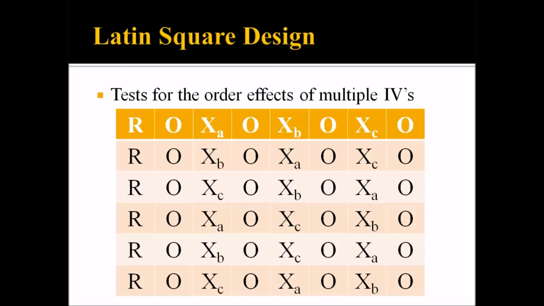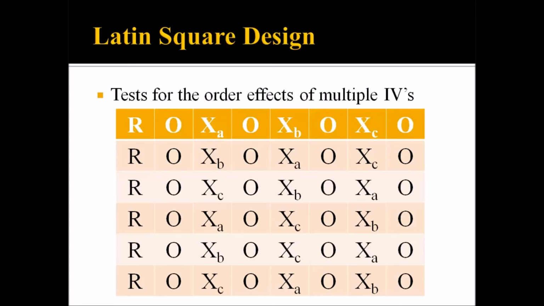Now let's take a look at the Latin square design. Now what the Latin square design does, and I know it probably looks pretty complicated just looking at this example, but it tests for the order effects of multiple independent variables. So in this example, the X with the subscript A, B, and C represent different independent variables. So in the example I used before, Motrin, acetaminophen, and aspirin. Not different dosages of one medication, but 3 distinct medications.